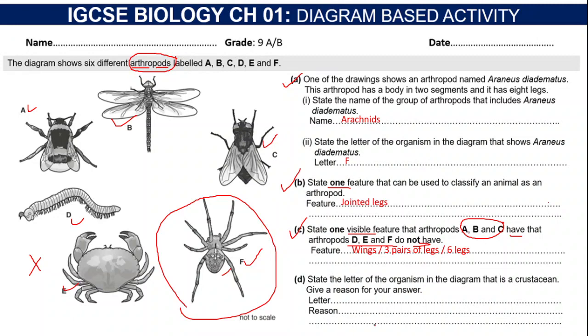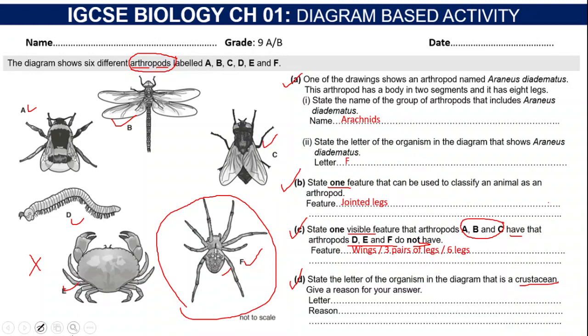Let's see the next part, D part. State the letter of the organism in the diagram that is a crustacean. Who is the crustacean? Here you have to recall the characteristic feature of crustaceans. You have to give a reason also for your answer, why you are considering it a crustacean.